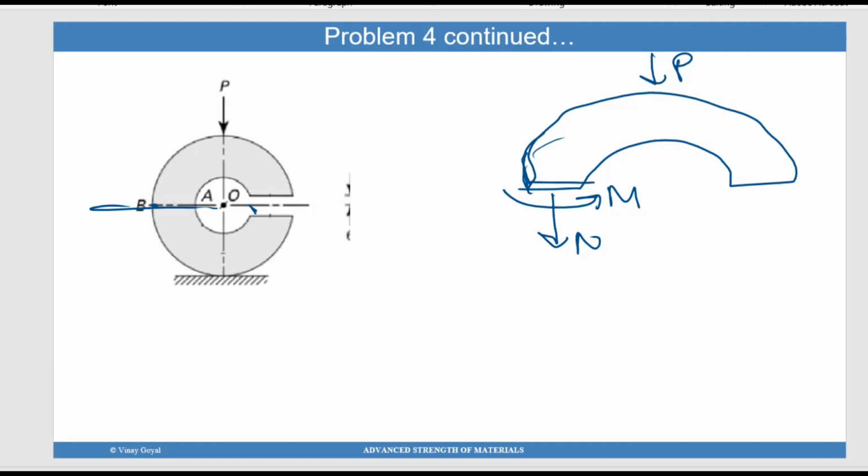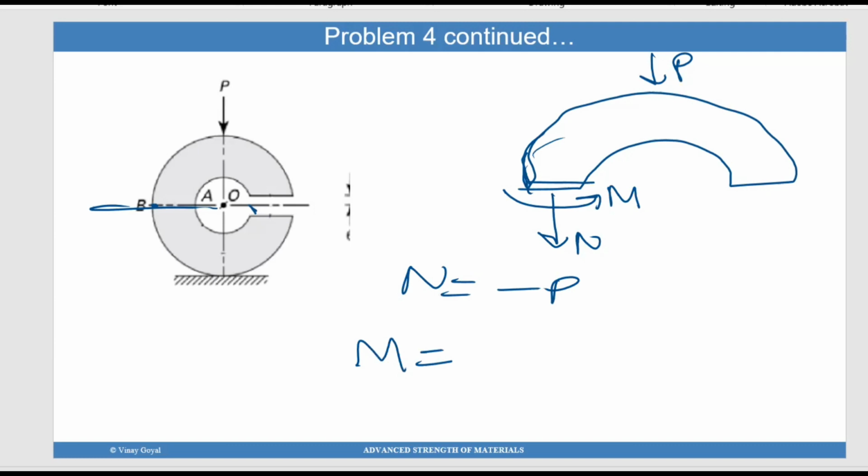So how do I find out what N and M are in terms of P and the geometric properties? N is simple, right? N is simply minus P, force balance. So there is nothing in there. What is M?